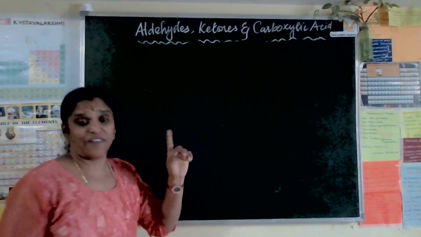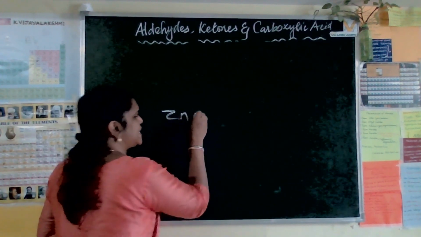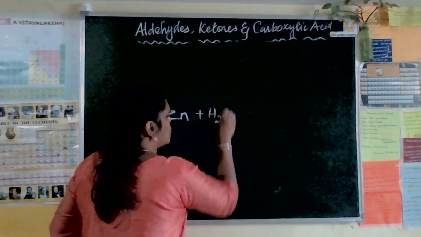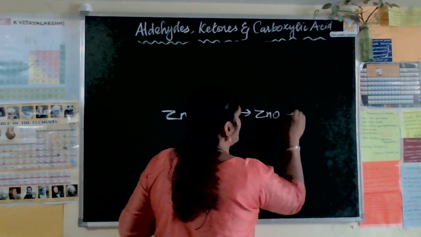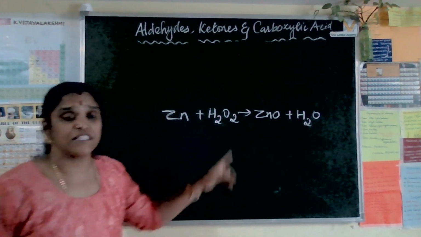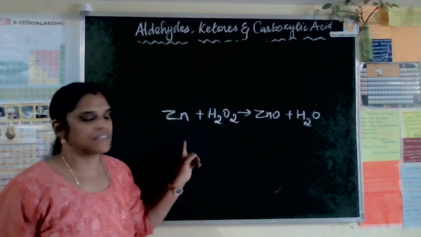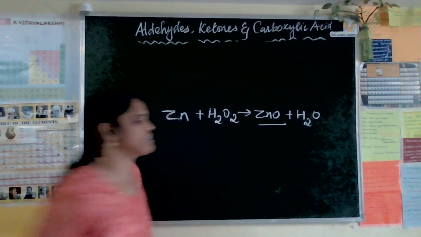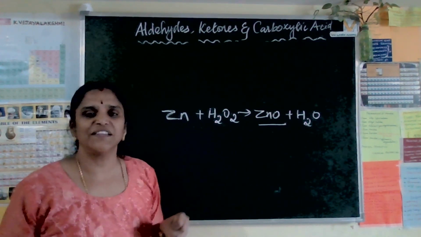In that reaction, I forgot to mention one thing. Zn, why do we add? Zn plus H2O2, you will get ZnO plus H2O. It is reductive ozonolysis for that purpose. You know very well what purpose we are adding zinc. So you will get zinc oxide and water. This is the reason we are adding zinc, to pull that oxygen.